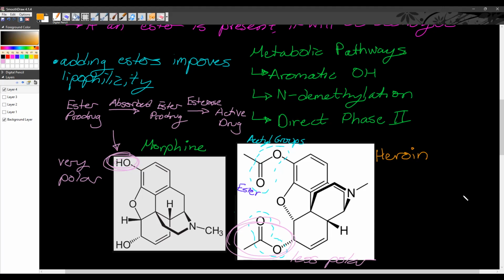So why is heroin a more potent drug? Why do you need such a smaller dose of heroin than you do of morphine in order to overdose? Because it is absorbed so much easier into the body. So potency is also a function of absorption. So you acetylate, you add esters to morphine, you get heroin, and now you need less drug to get into the body to metabolize into the active drug.